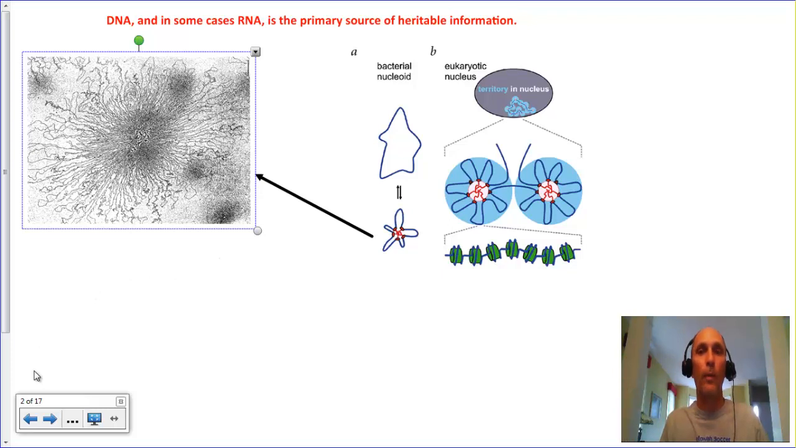So anyway, you know about chromosomes. You know DNA is hereditary material. You know bacteria have a different structure to their chromosomes than eukaryotes do. And we also know that viruses can have either DNA or RNA as their hereditary material.